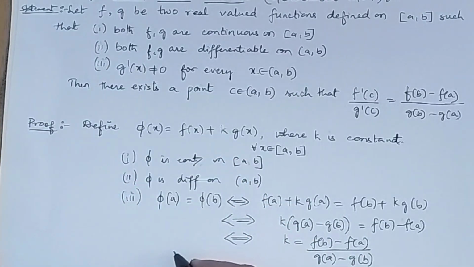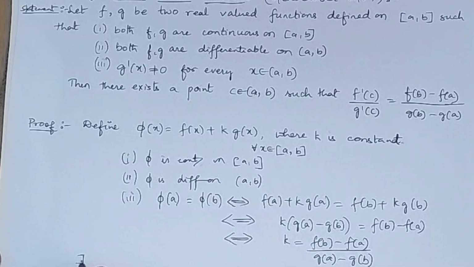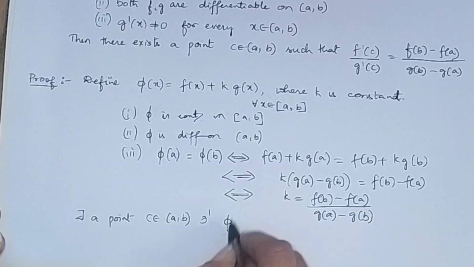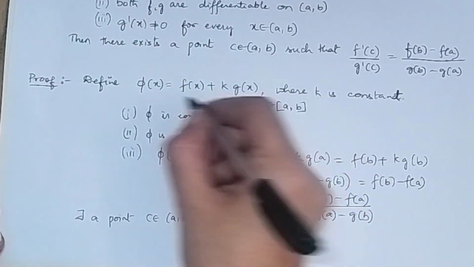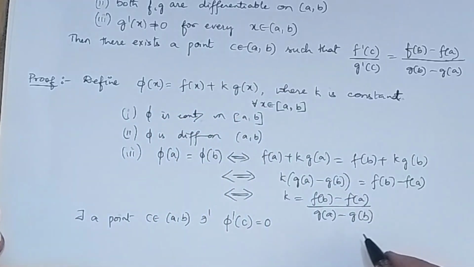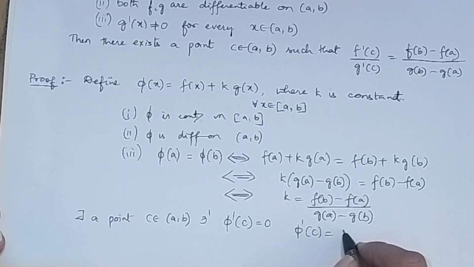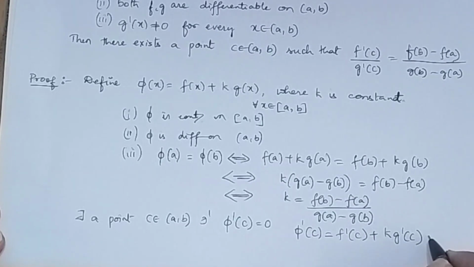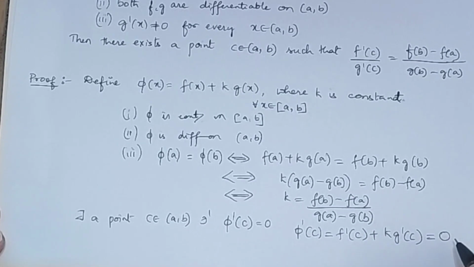Hence, by the statement of Rolle's theorem, there exists a point c in open interval (a, b) such that phi'(c) equal to 0. So what is phi'(c)? phi'(x) is f'(x) + k g'(x). So phi'(c) equals f'(c) + k g'(c), which is equal to 0.